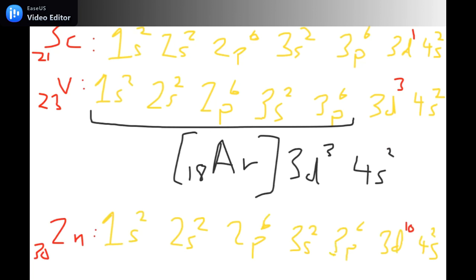Now in transition elements, there are 2 exceptions. The exceptions are in chromium and in copper. So first, chromium is Cr, atomic number is 24.